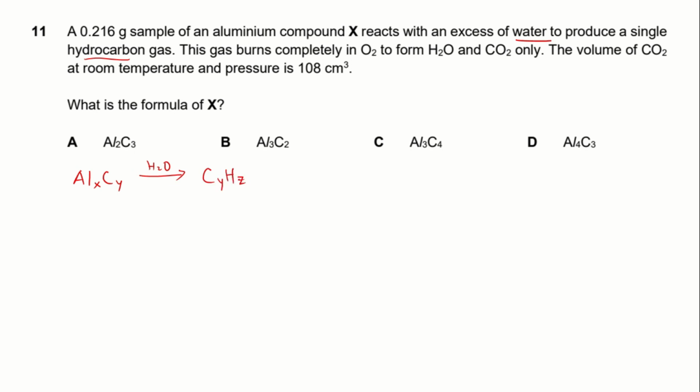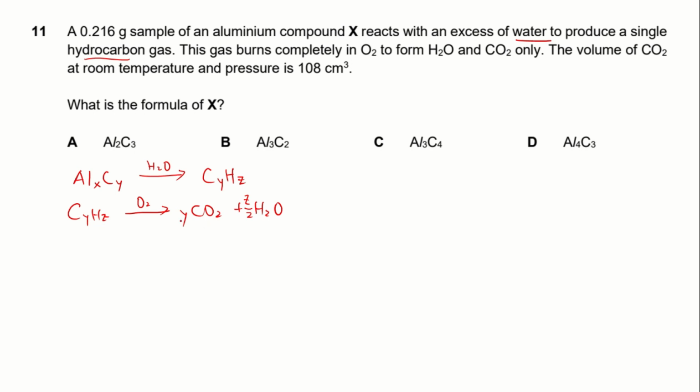Again, we do not know the formula. Then this hydrocarbon will react with oxygen, complete combustion to form CO2 and H2O. Now in this combustion, we have this Cy in the hydrocarbon. So that means y number of mole of CO2 will be formed. Okay, and z over 2 moles of H2O will also form.